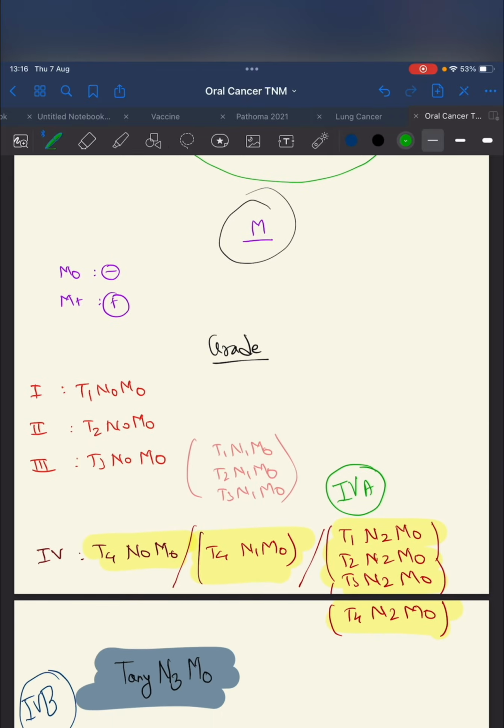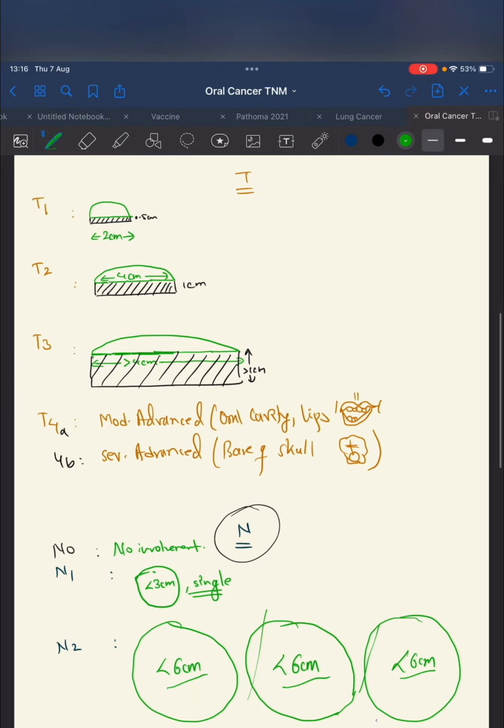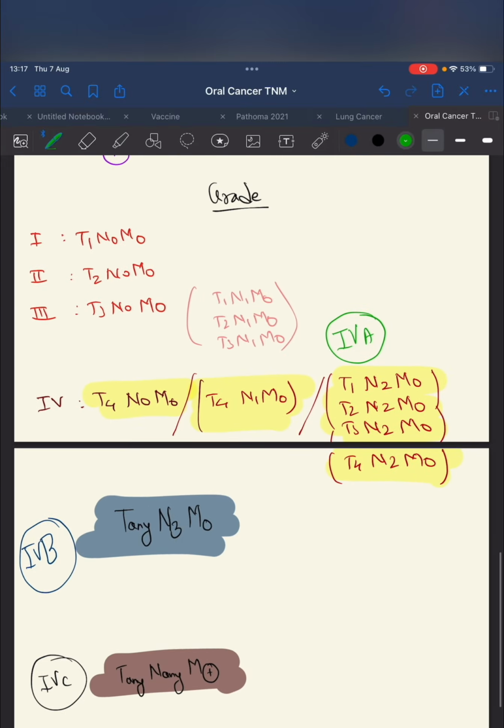And to see the metastasis, whether it is involved, metastasis or no metastasis. So these are the things that will come under the T and M. And to make the grading, T1 and M0 will be stage 1. T2 and M0 will be stage 2. T3 and M0 will be stage 3. And if it is T4, then it will be T4 and M0.